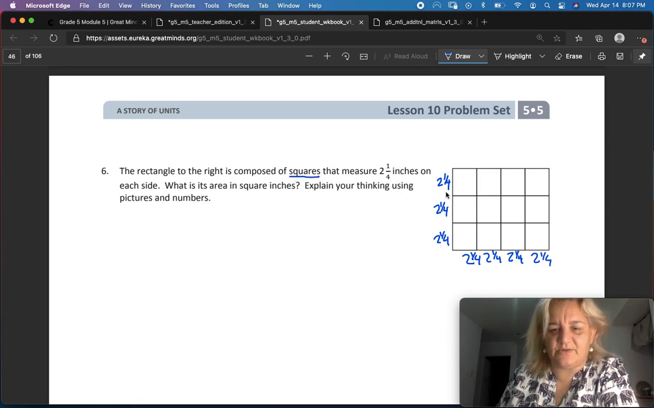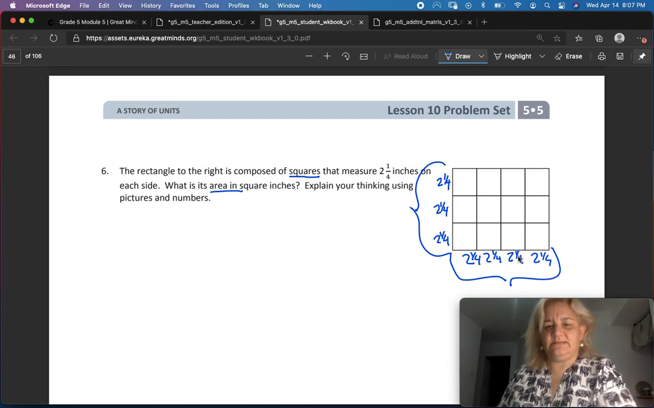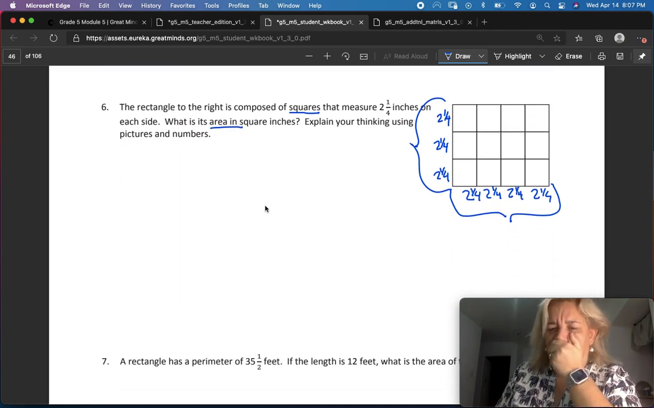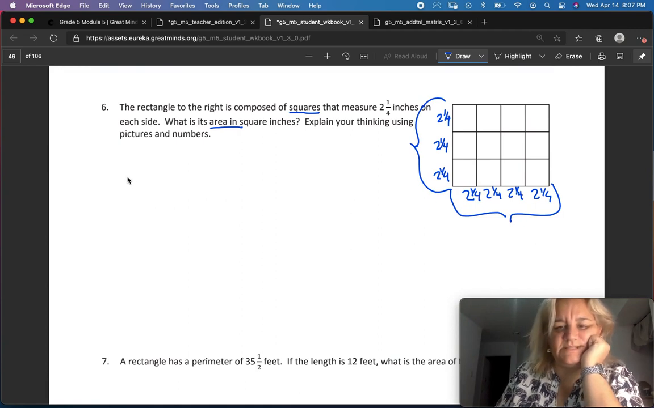The rectangle on the right is composed of squares. They're squares, so you know that they're the same on the side, and the length and the width are the same. They measure 2 1/4 inches on each side. What is the area of the whole thing in square inches? So we're going to take all of this and all of this, and multiply them by each other. We have a couple different ways we could do that. First of all, let's do the first way.